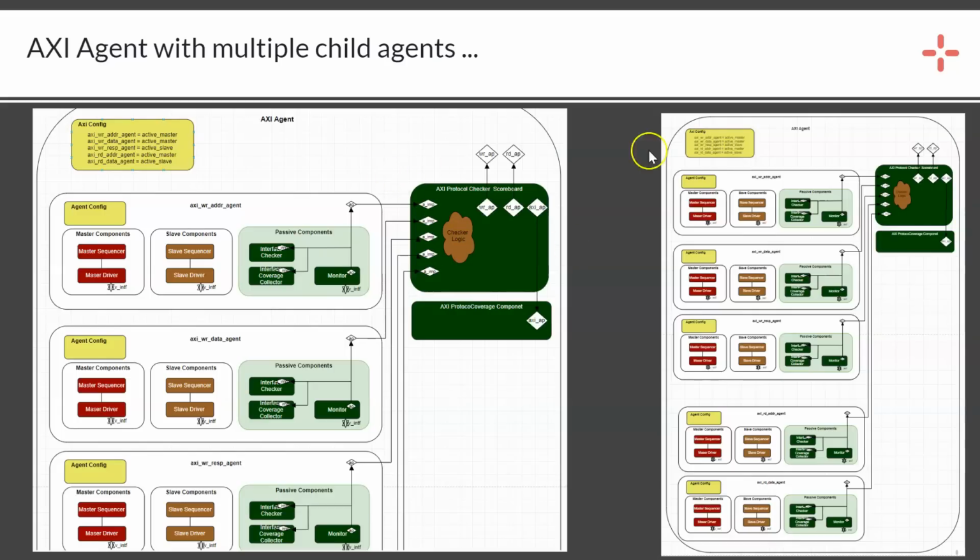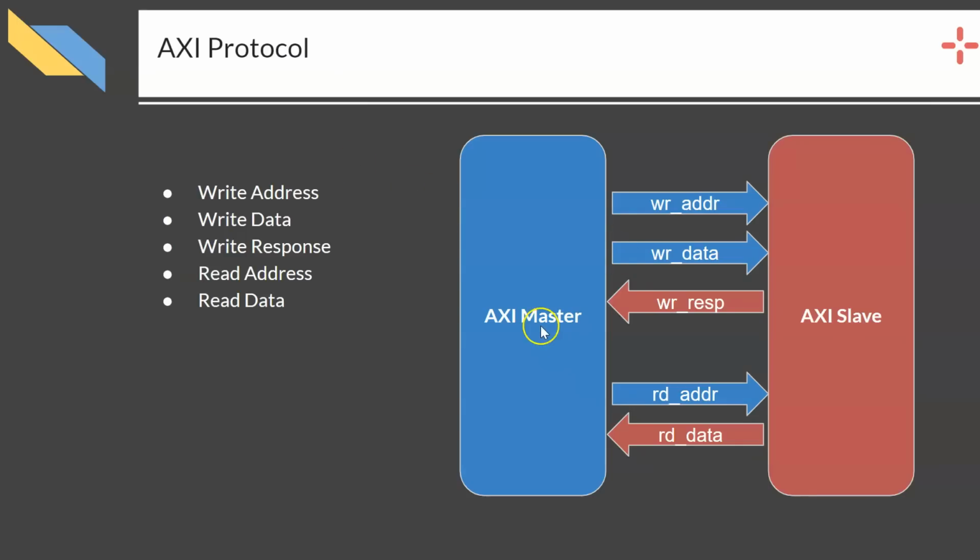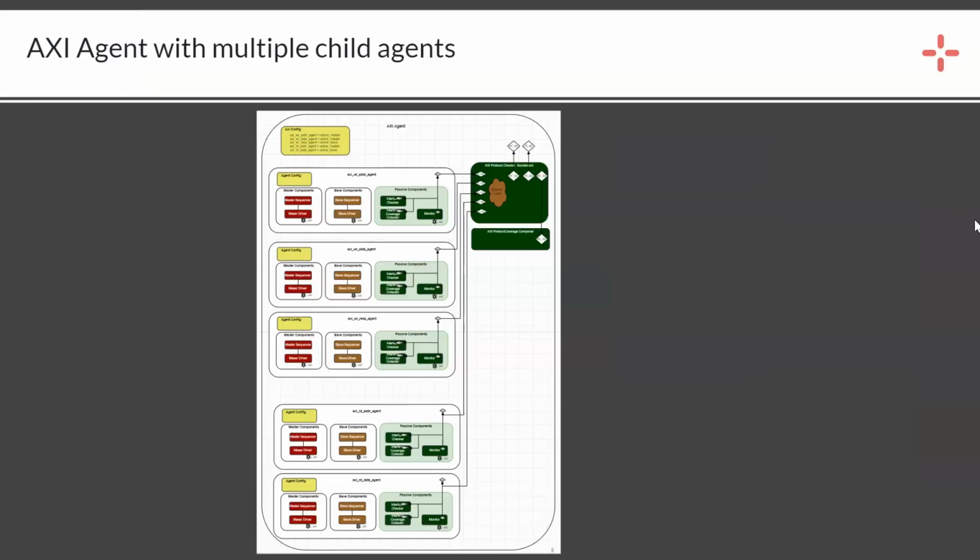Now, if the whole higher level AXI agent is acting as an active master agent, then it needs to send transactions on the write address and write data channels, and also on the read address channel, and it should respond to the data coming from the write response and read data channels. Therefore, in that mode, your write address channel, write data channel, and read address channel will be acting as active masters, and the write response and read data channels will be acting as slaves.